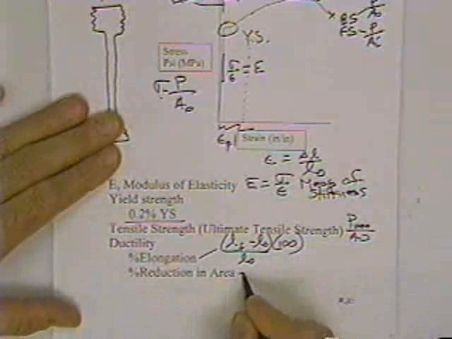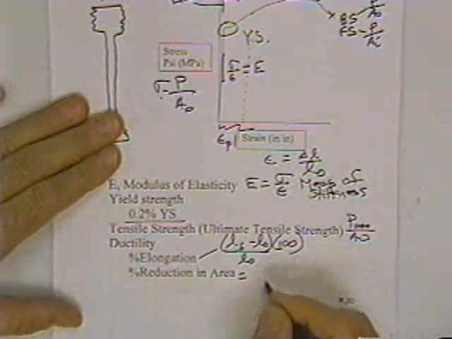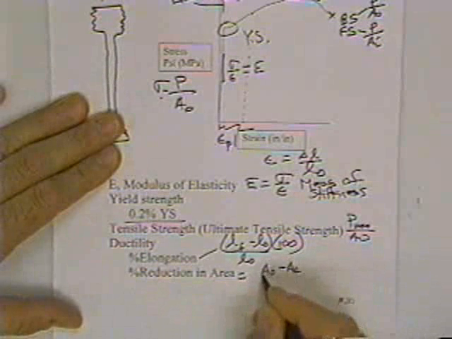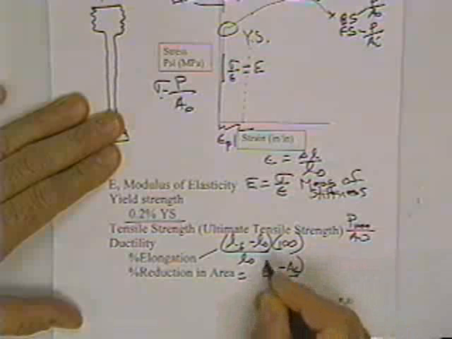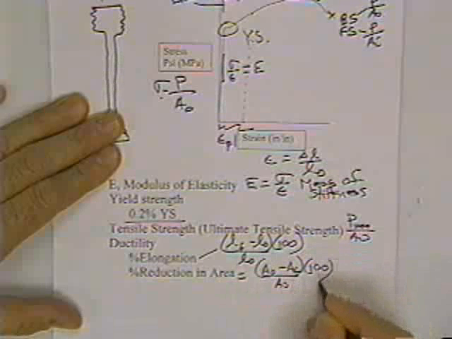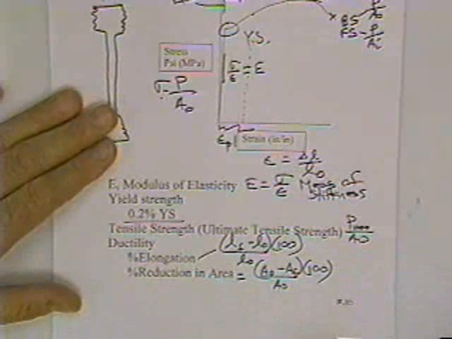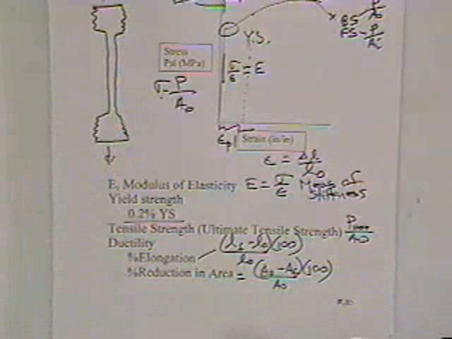Another is the percent reduction in area. Percent reduction in area is A0 minus the final over A0, again times 100. And that's a good measure of the amount of localized deformation. So those are two measures of ductility.